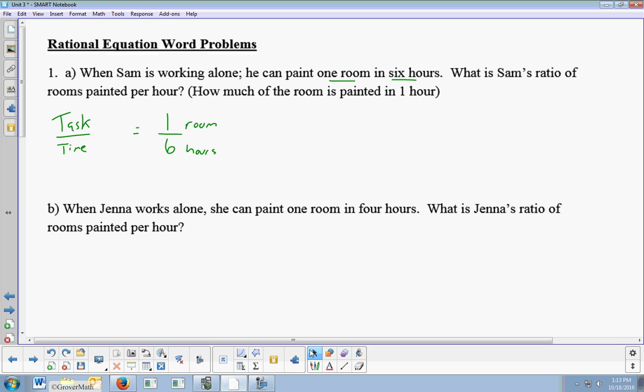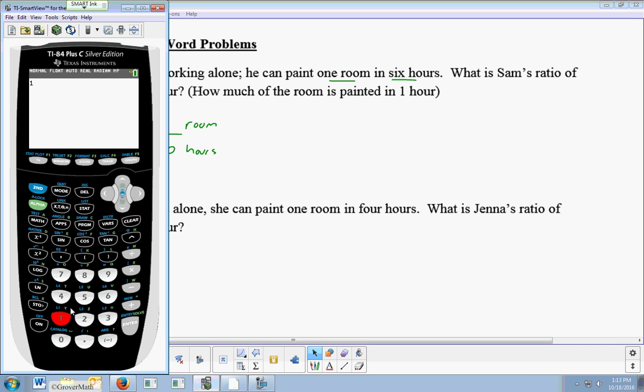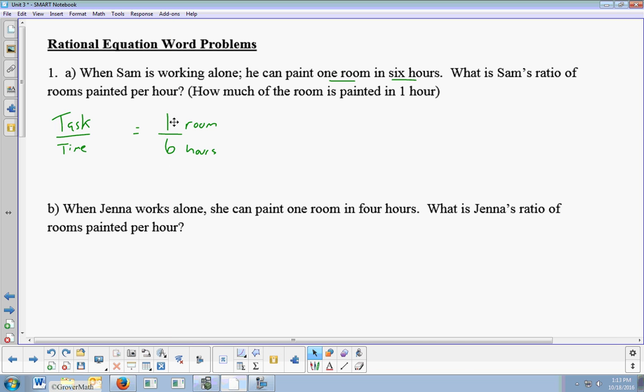Let's see what that is as a decimal. 1/6, it's going to be something we'll have to round a little bit, so that's about 0.16. So he could paint about 0.16 or 16%, 17% of a room per hour. But let's just think of it as 1 over 6. He can paint one room in 6 hours. When Jenna is working alone, she could paint one room in 4 hours. So Jenna's rate would be one room in 4 hours.